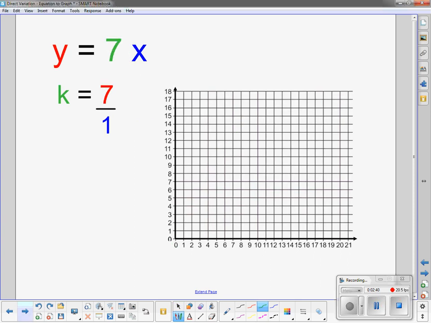Here's another example. The equation y equals 7x. The 7 is the constant of proportionality, and we use that as a fraction, y over x, which is seen here. And we are going to rise with our numerator. We are going to run with our denominator. And it will look like so. Rise 7, run 1, rise 7 more, run 1. And that's all I can fit on this graph.